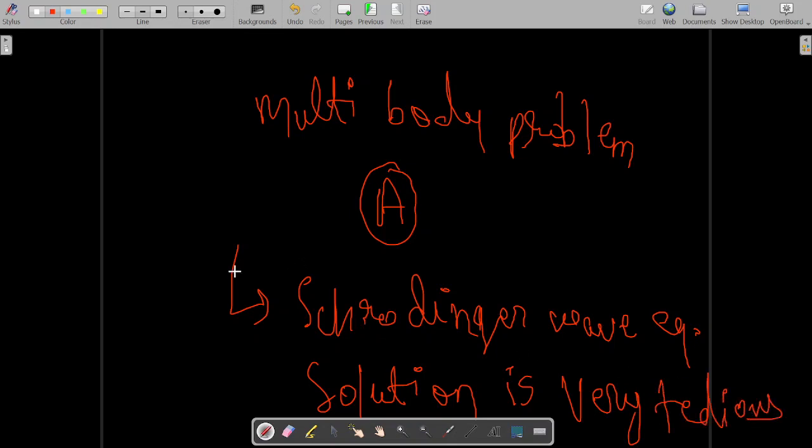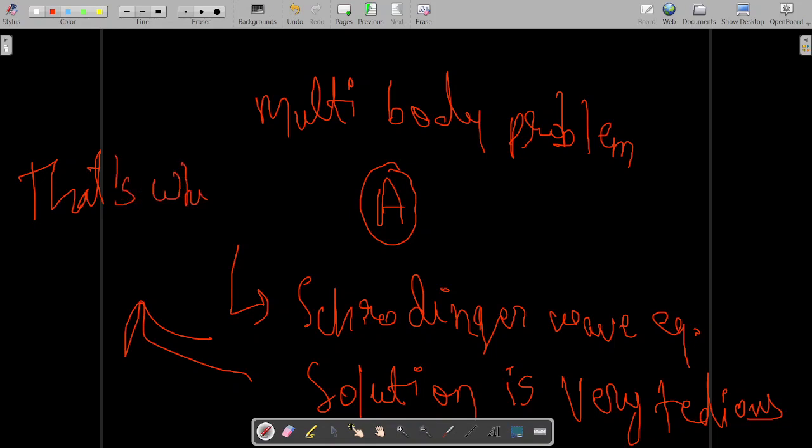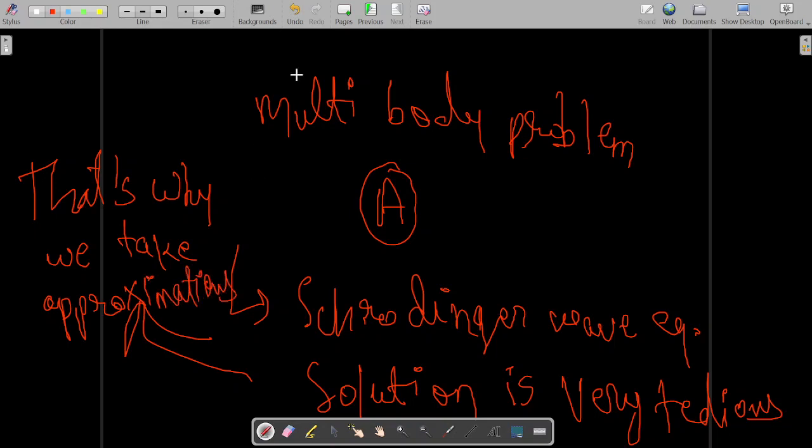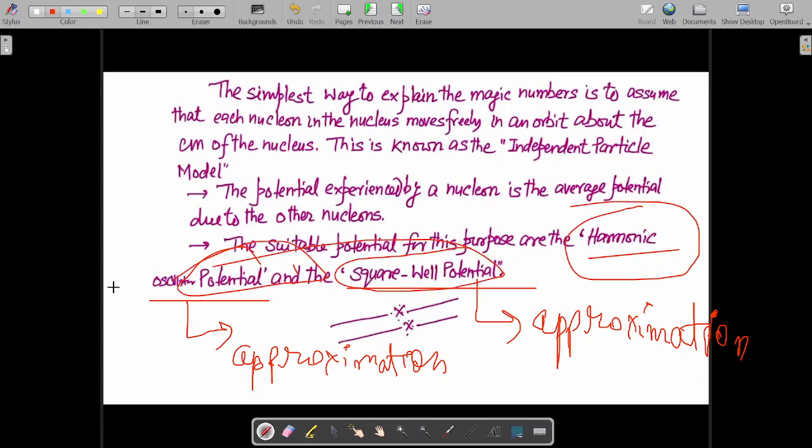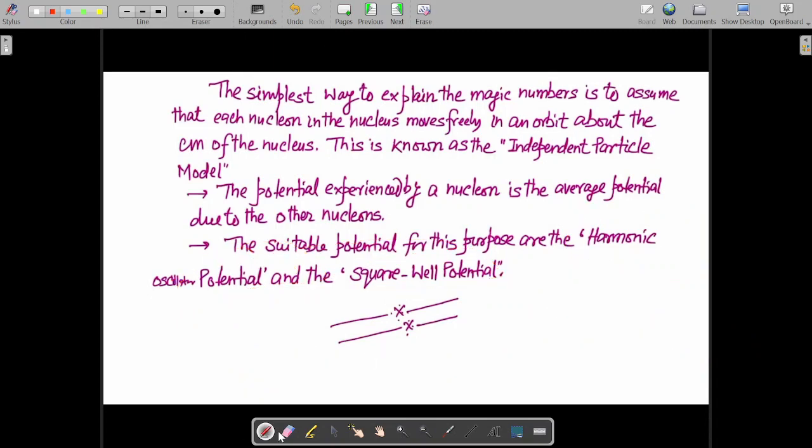So what do we do? That's why we take approximations. Those approximations are the harmonic oscillator potential, which is one approximation, and the square well potential, which is another. The harmonic oscillator potential is the most common approximation.